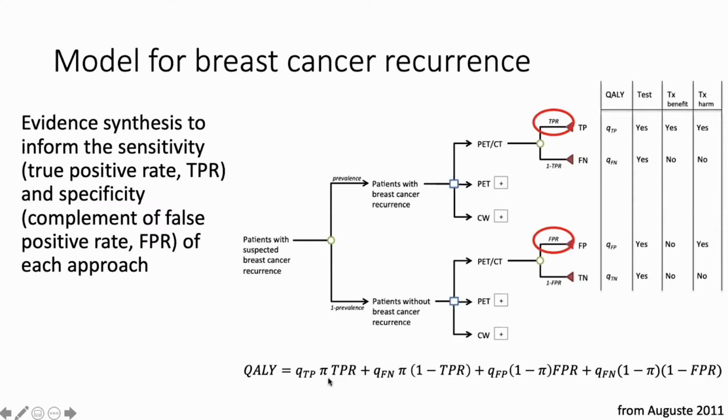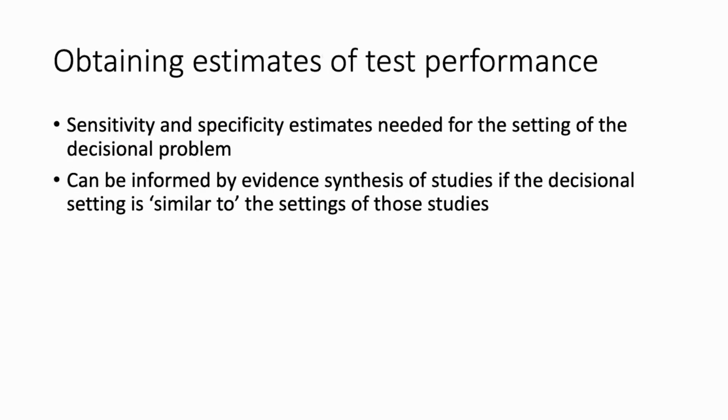As I'm saying, the key point here for us is to estimate the sensitivity or the true positive rate, and the specificity, or 1 minus the false positive rate of each one of the 3 tests. Because if we have this, then we can get a decision-relevant quantity, which would be the quality-adjusted life years. And the strategy that yields most quality-adjusted life years is going to be the strategy that is more preferable.